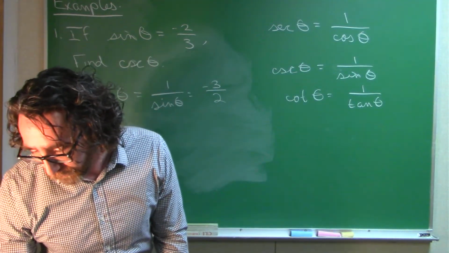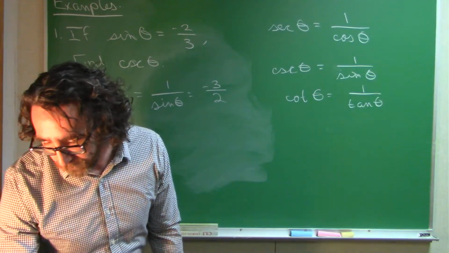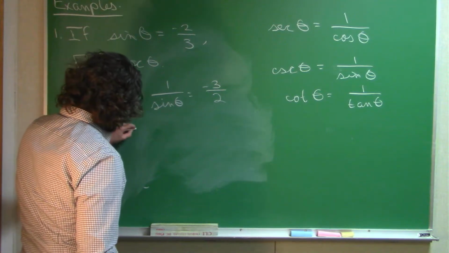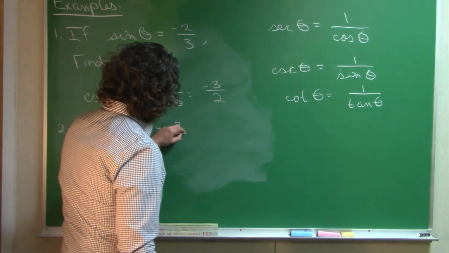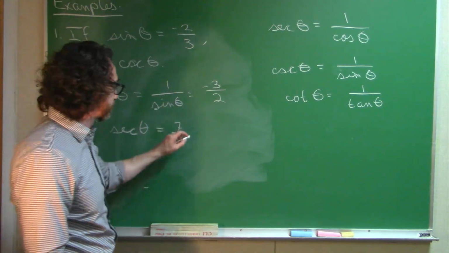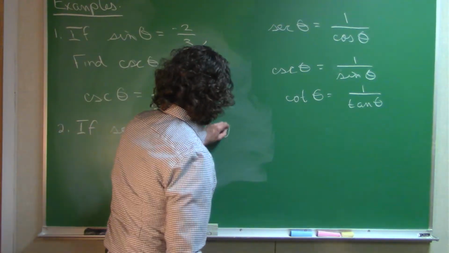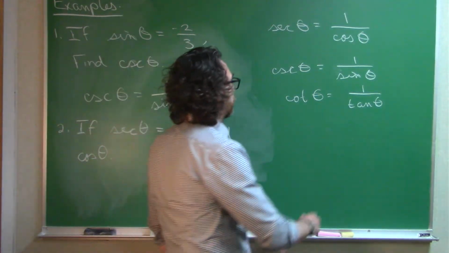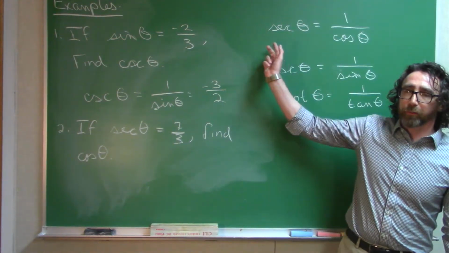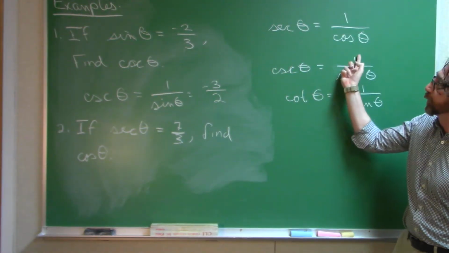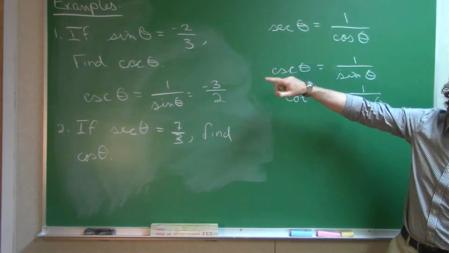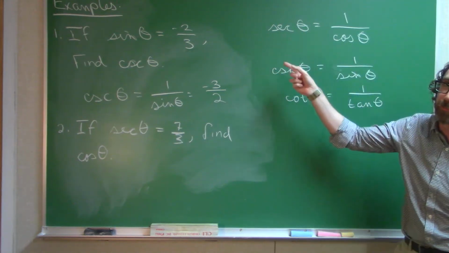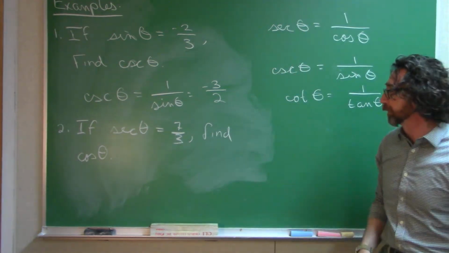How about this one? Let's go the other way. If secant theta equals 7/3, find cosine theta. Now this is an important idea. This is not simply a formula saying if I give you cosine, then you can find secant. This is a relationship between the two functions, saying if I know either of them, I can figure out the other one.